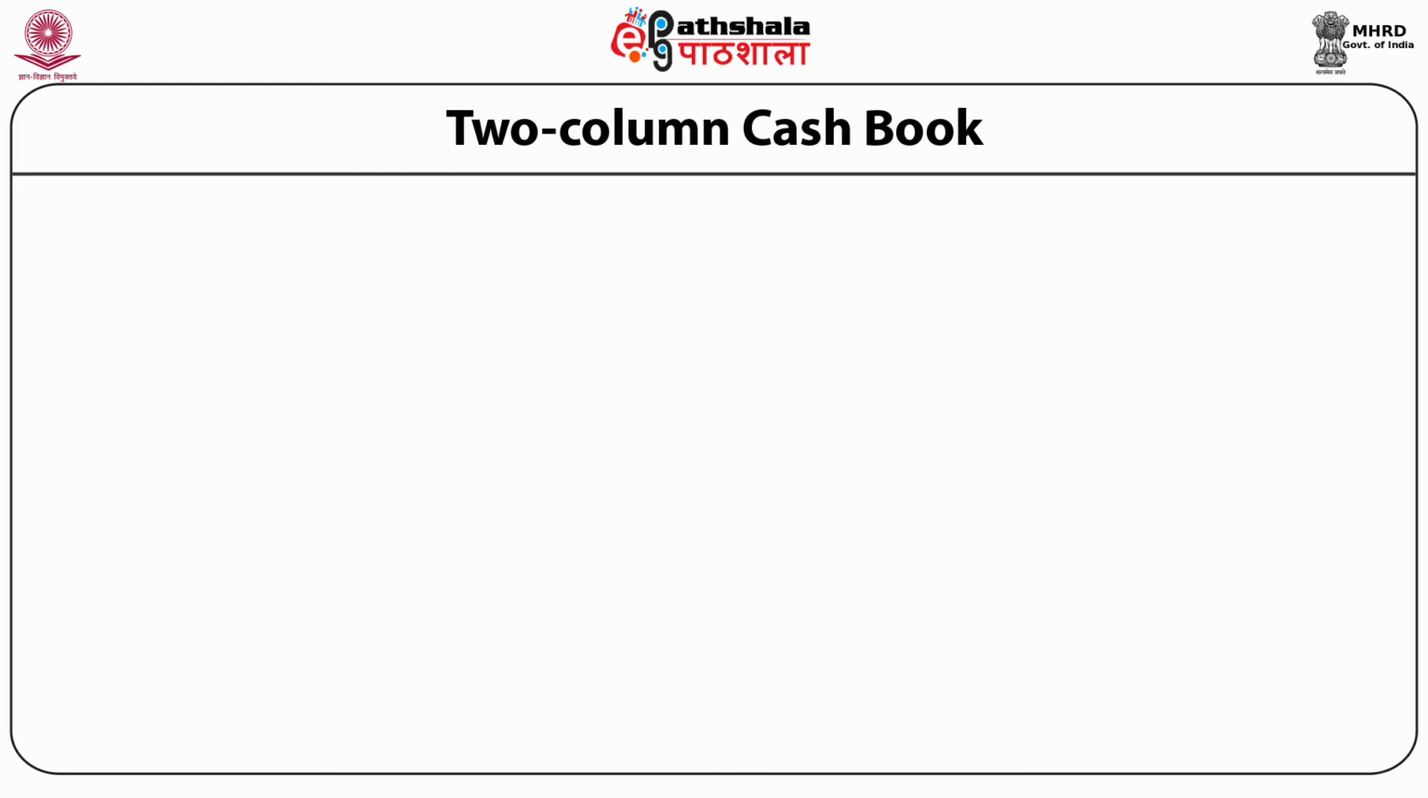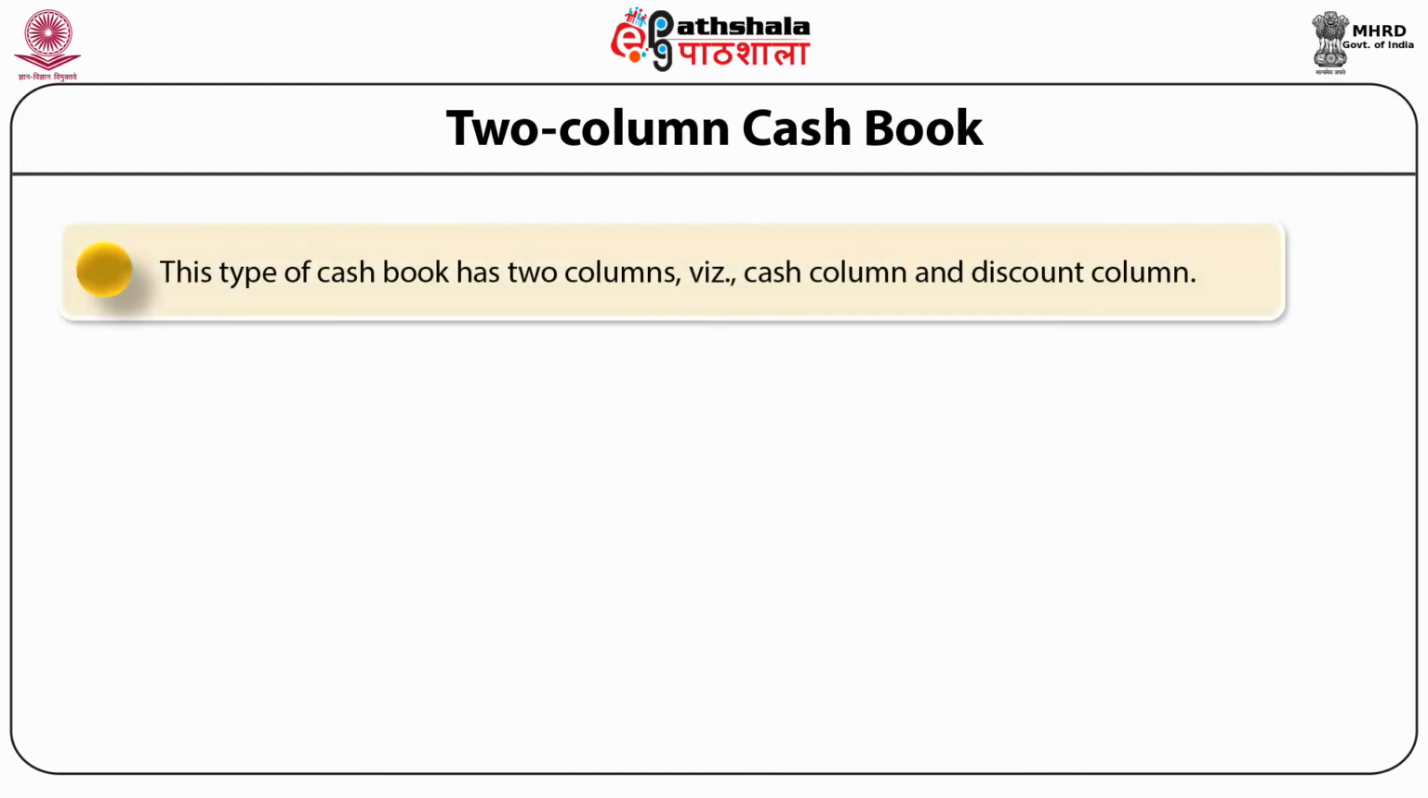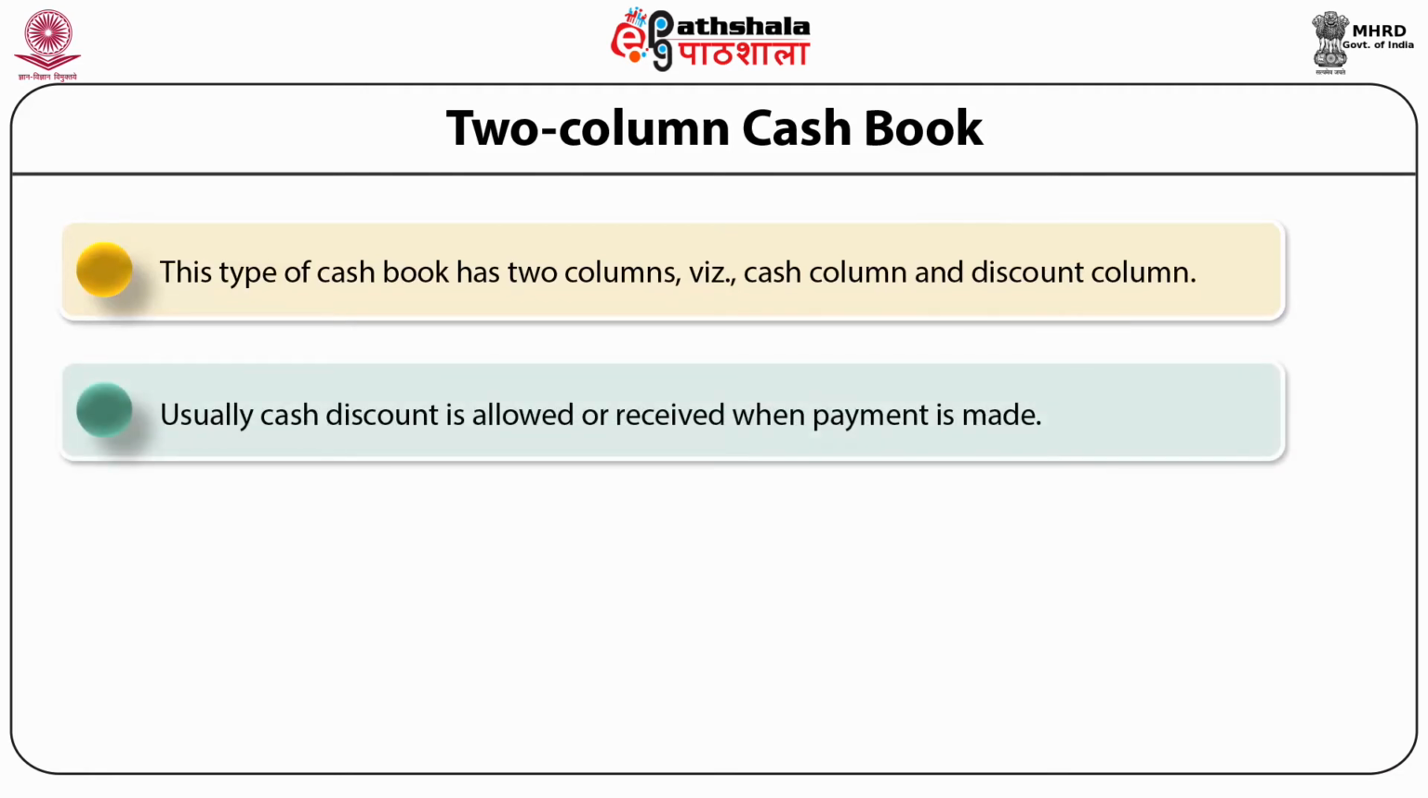Two column cash book. This type of cash book has two columns. First cash column and second discount column. Usually cash discount is allowed or received when payment is made. So it is necessary to record this fact at the same place where the cash transaction is recorded.